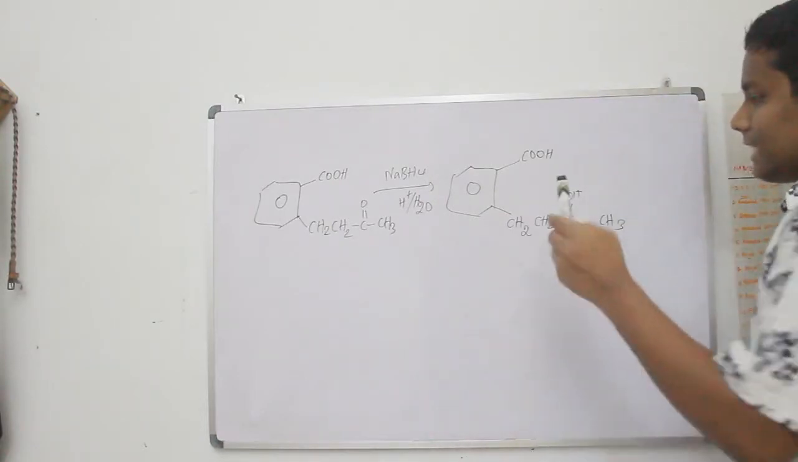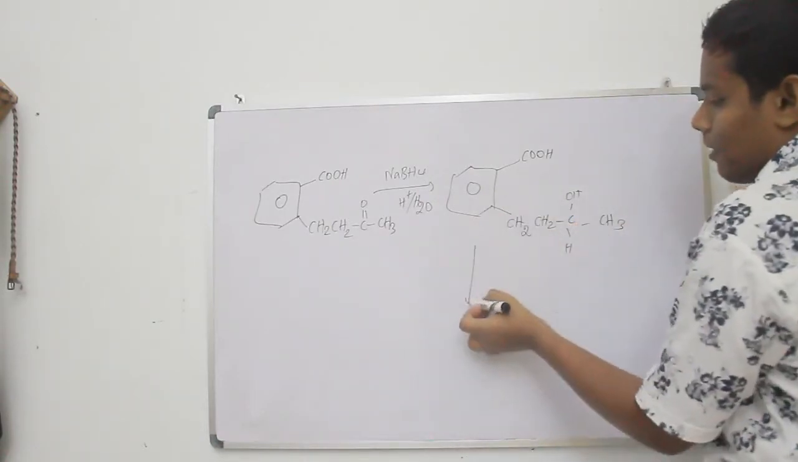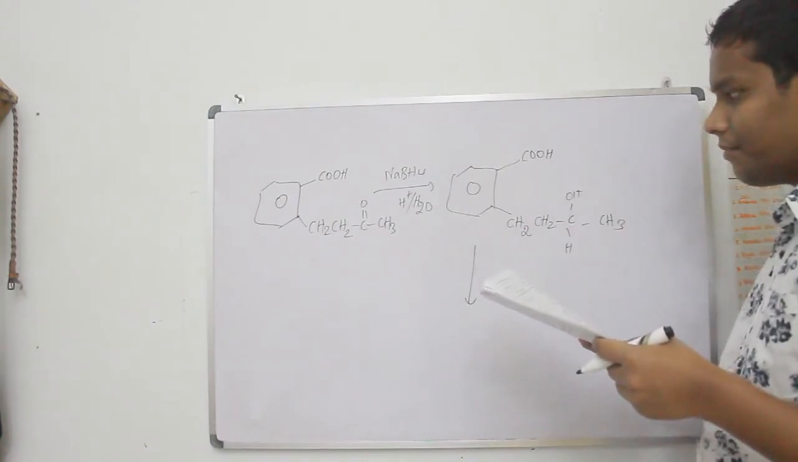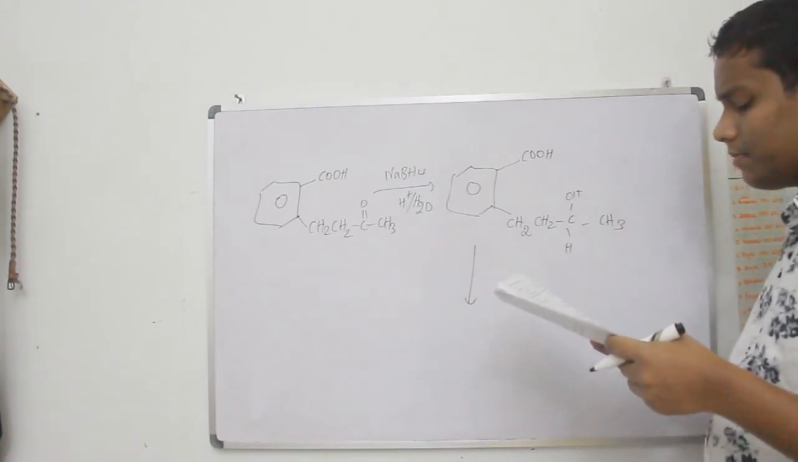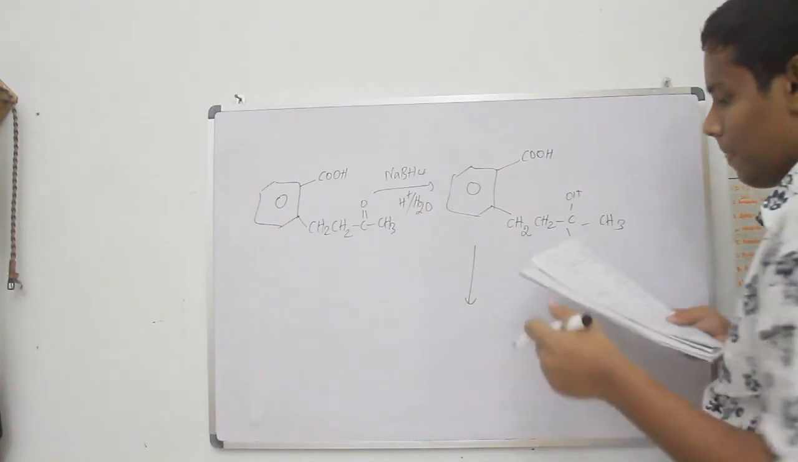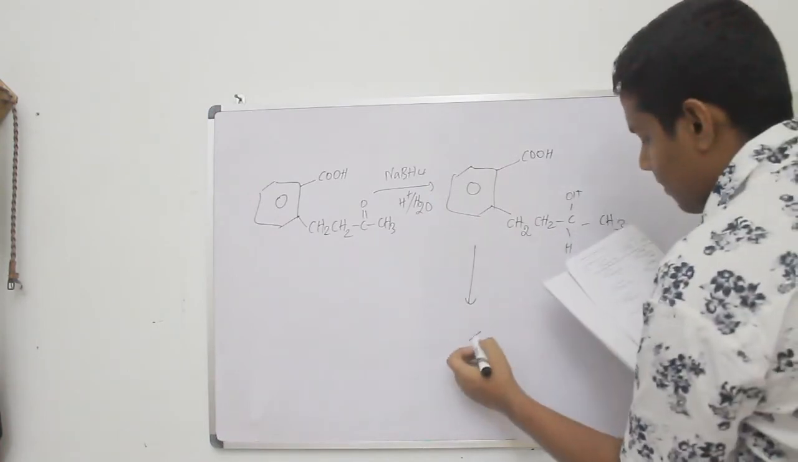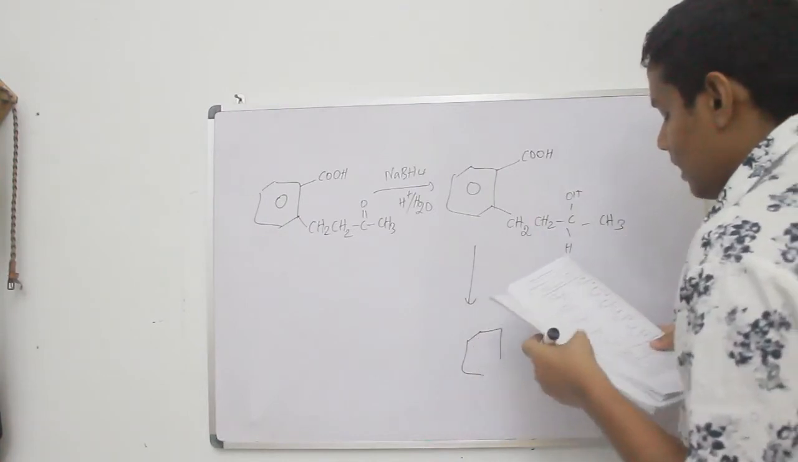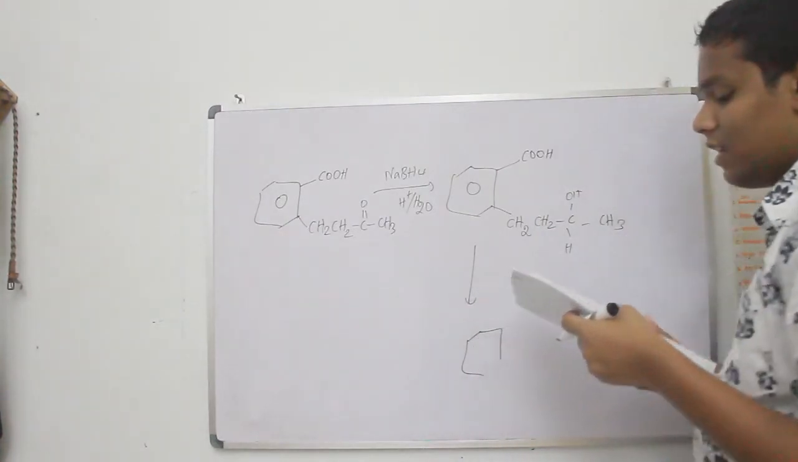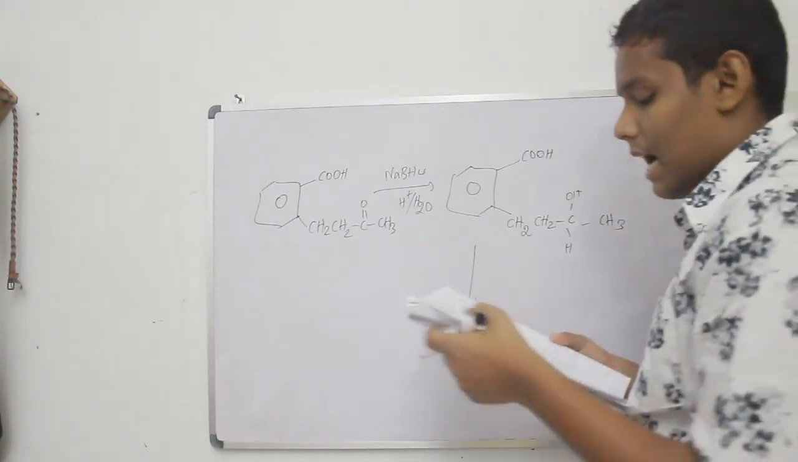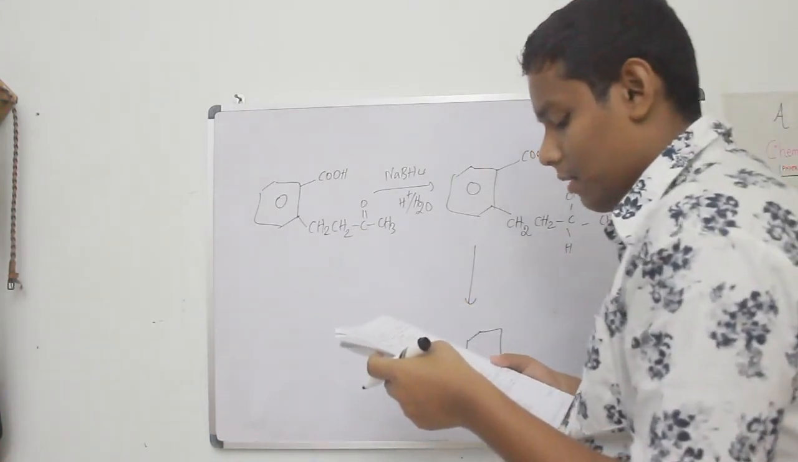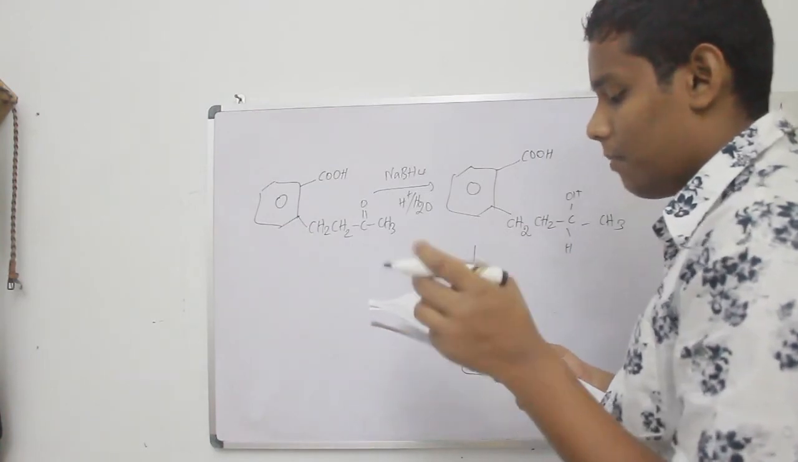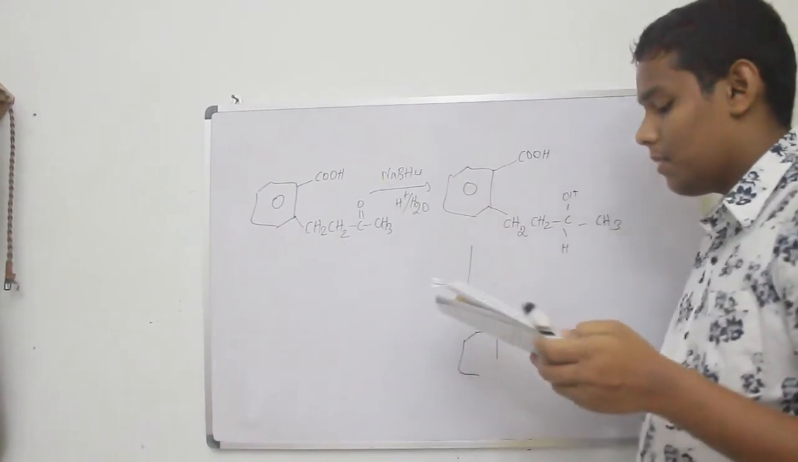Then CH3MgBr. What will happen? Reaction sequence X and Y. Okay, first we'll see the X value. X is either 1 or 3 or 4. X is 1, 3, 4.